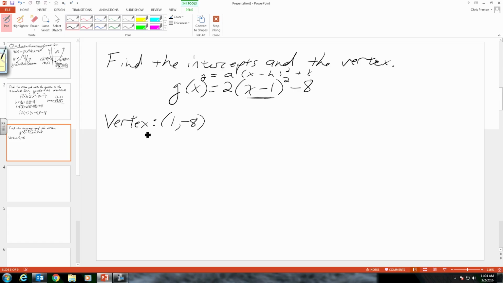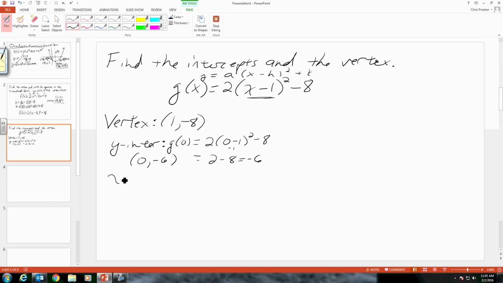Let's say we want to find the y-intercept. Well, it is not negative 8 because this is not in the general form. Now you could distribute all this out and put it in the general form, but it might be easier just to say, what is g of 0? What do you get when you put 0 in there for x? So let's just work that out. Negative 1 squared is 1, times 2. So this is 2 minus 8, which is negative 6. So the y-intercept is at (0, negative 6).